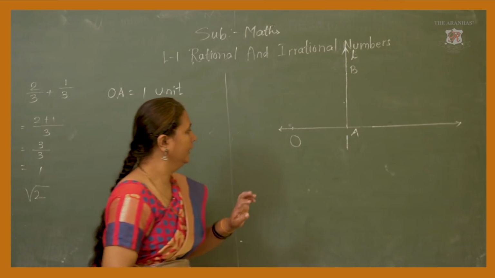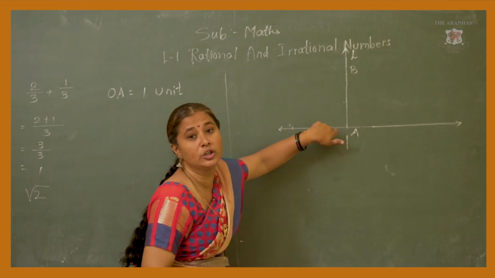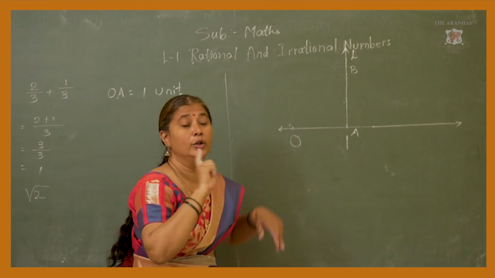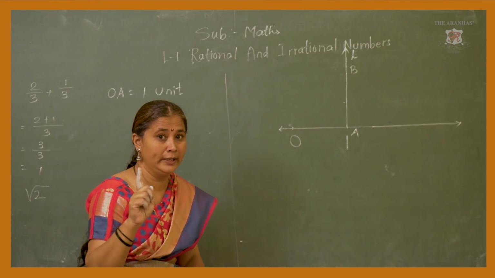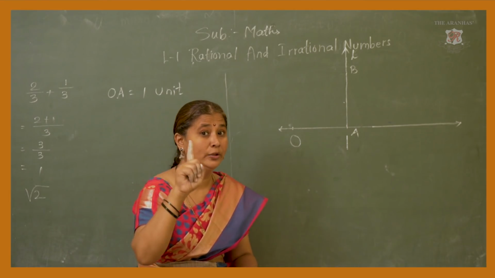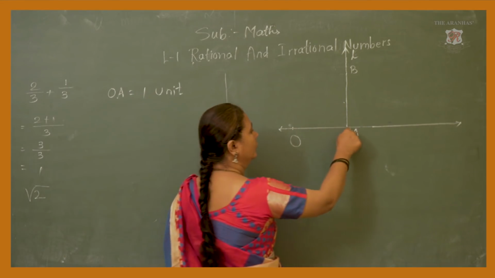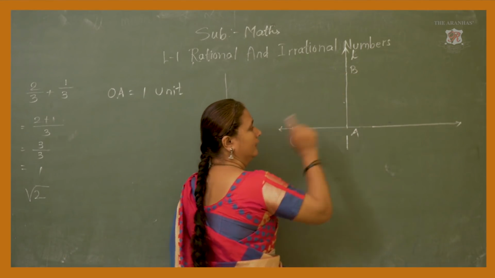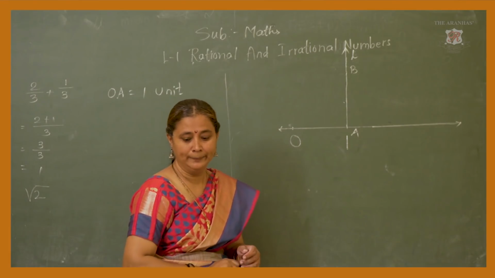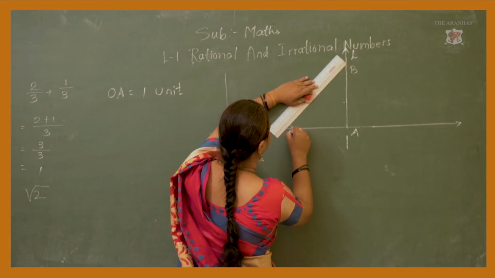So here OA is equal to 1 unit and AB is also equal to 1 unit. Don't say centimeter. For example, if you are taking 3 centimeter as 1 unit, then that 3 centimeter you have to take as 1 unit for the perpendicular line AB. Now join OB.